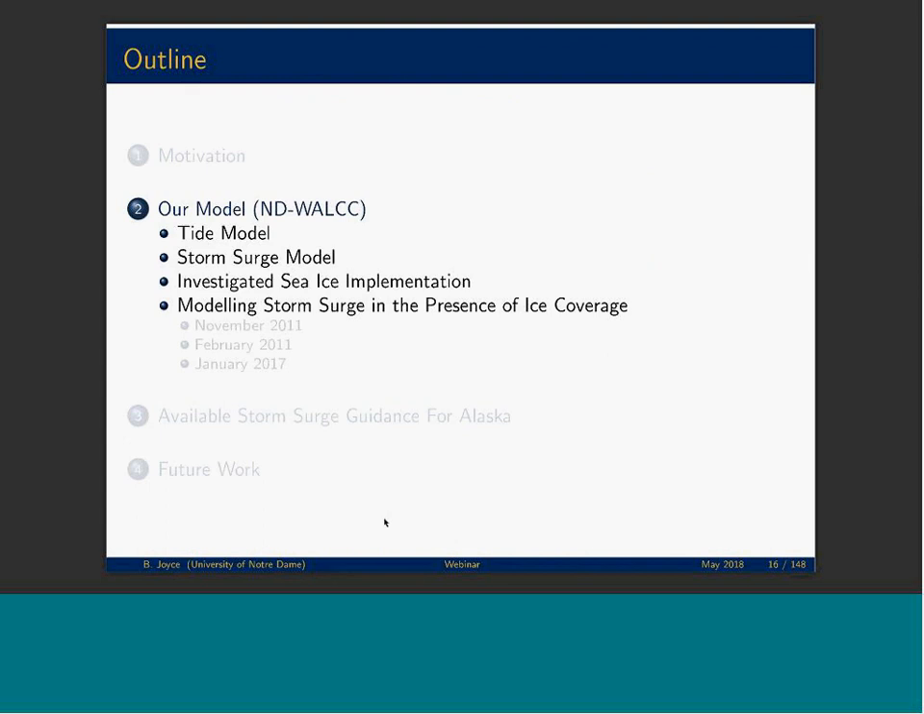I'm going to show how we built our model to start attacking these problems, and then go through the different components of the model, and specifically the tide and storm surge, how we've implemented sea ice into that storm surge model, and then how that sea ice implementation has performed for 3 different storms with very different ice coverages.